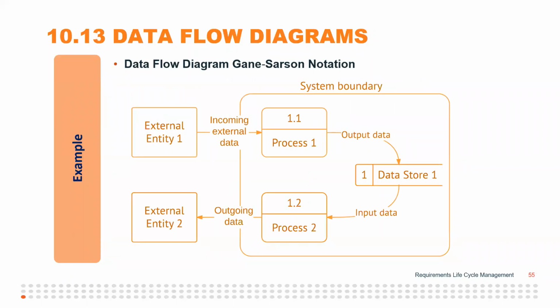So here is a data flow diagram. Is that Gane-Sarson notation? I never remember if it's Gane or Gain. Anyway, you can see that there's an external entity number 1, which is coming in to process 1. And then you can see the output data from process 1 goes into data store 1. And then input data goes into process 2 and then goes out from process 2 to external entity number 2. So this is a fairly simple data flow diagram. So that's an example.